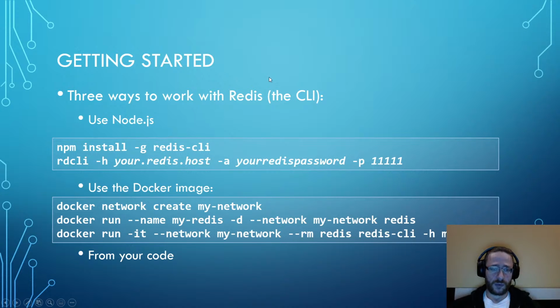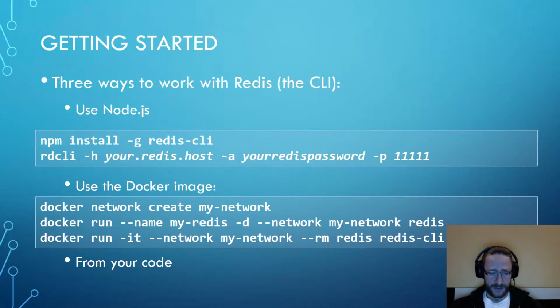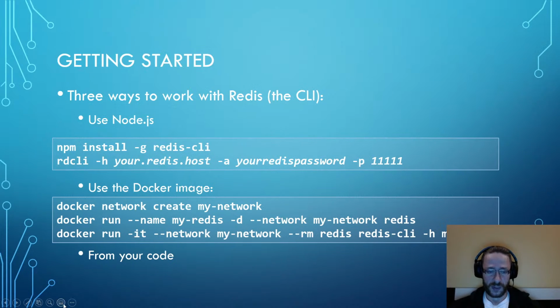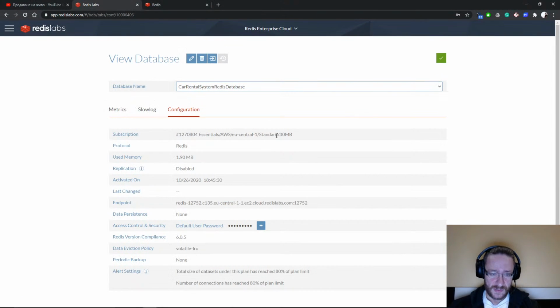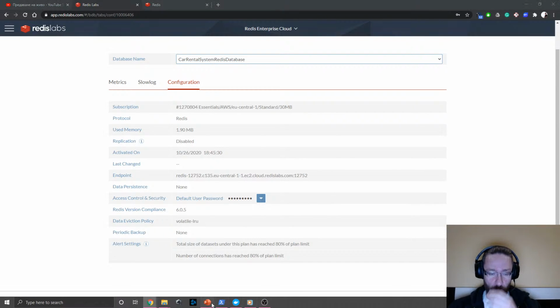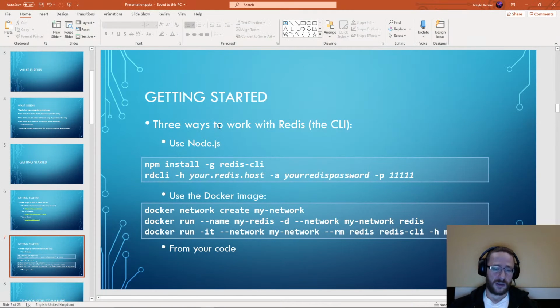So, how to work with Redis? How to start writing commands in Redis? Well, there are three options here. The first one is to use Node.js. You need to run npm install globally redis-cli. Then redis-cli, specify your host, specify your password, and specify the port. All of these are already given to us because we have the port right here, we have the host, and we have the password right here. So if we want to use Node.js, that would be more than enough.